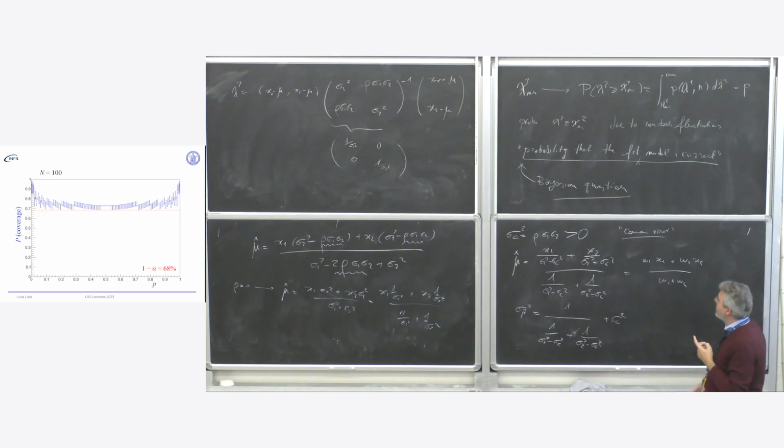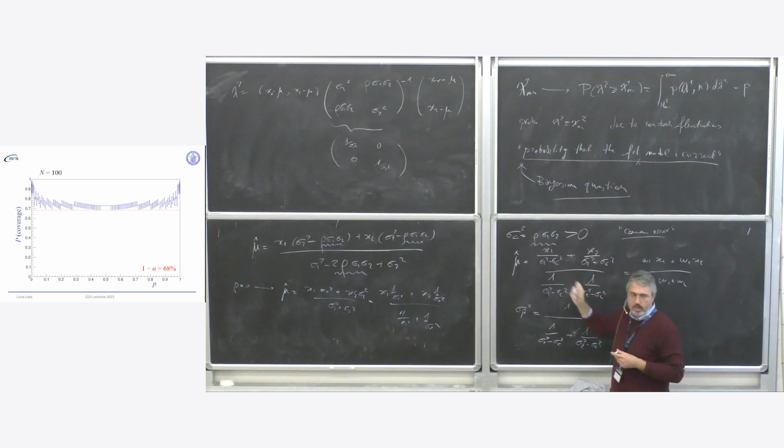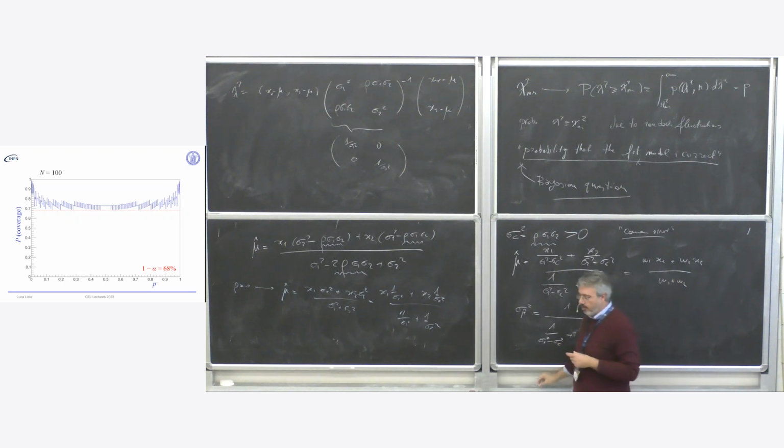Now, the real issue is that we may have cases where we have negative uncertainties, because if this product is negative, we may even end up having negative weights. So this formula still holds, but there are difficulties in the interpretation.